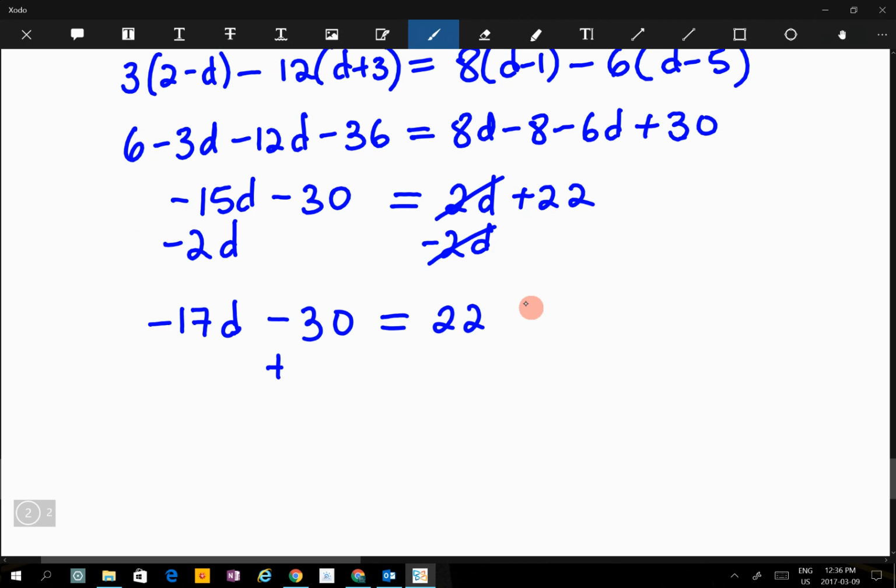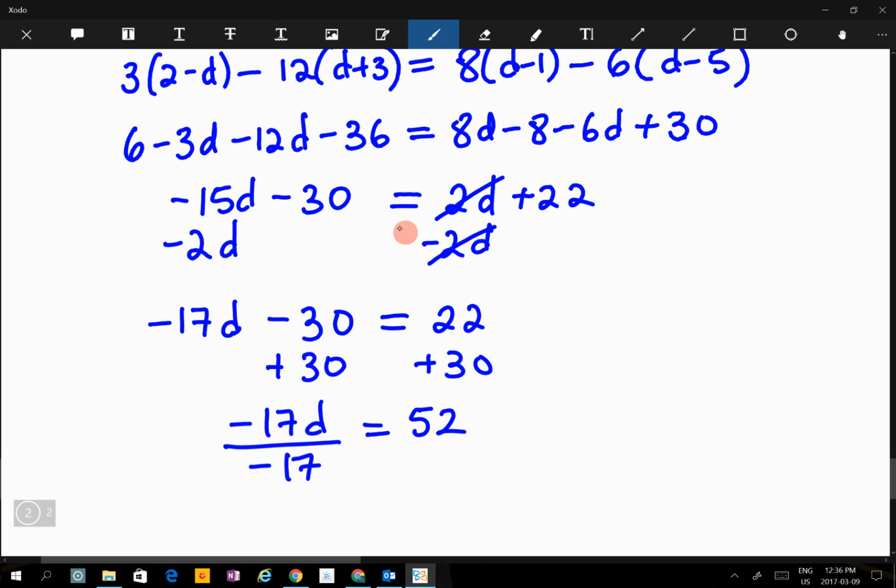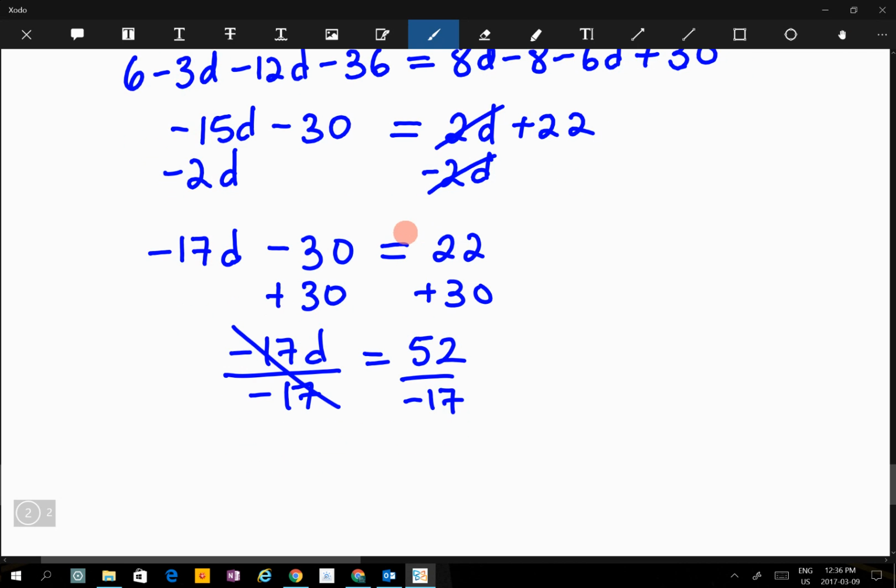If I add 30 on both sides, I can work my way to isolating this term right here. So these two cancel each other out. On the right side, I have 22 plus 30, which is 52. On the left, I have negative 17 times d. And if I divide both sides by negative 17, I'll get my answer. So this cancels out. I'm left with d by itself and negative 52 over 17 on the right side.